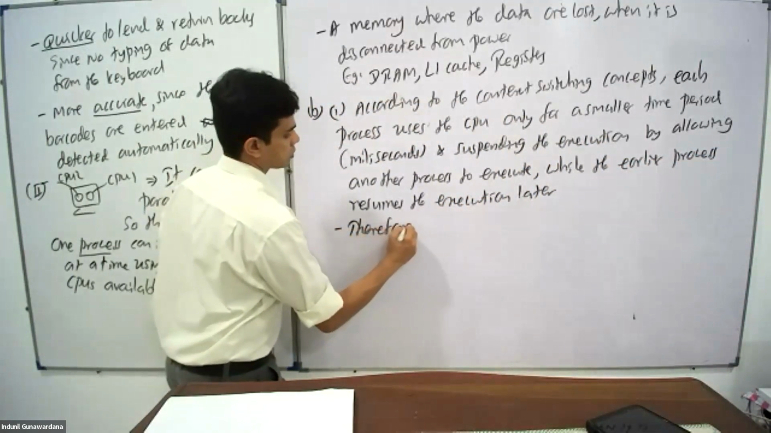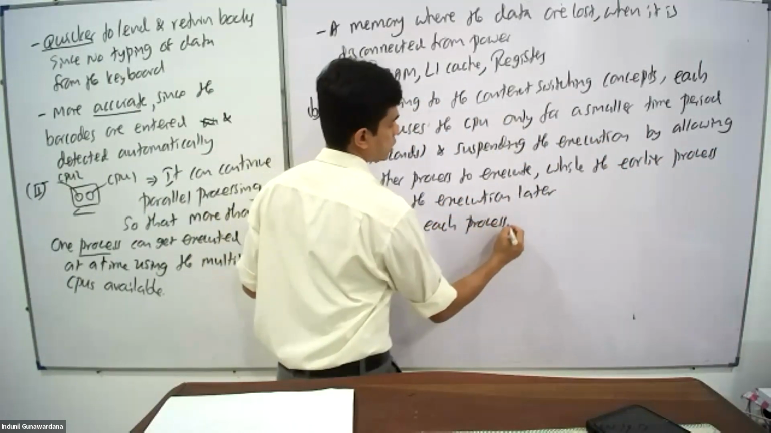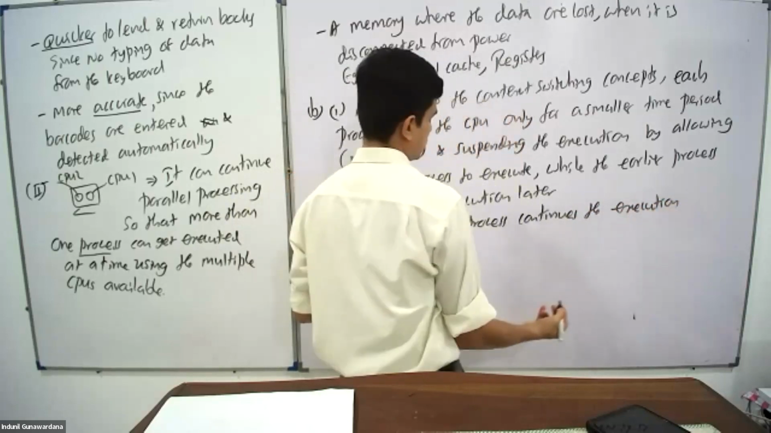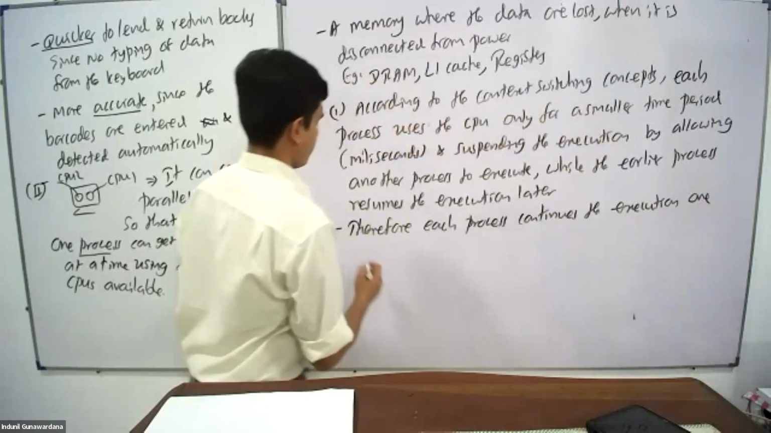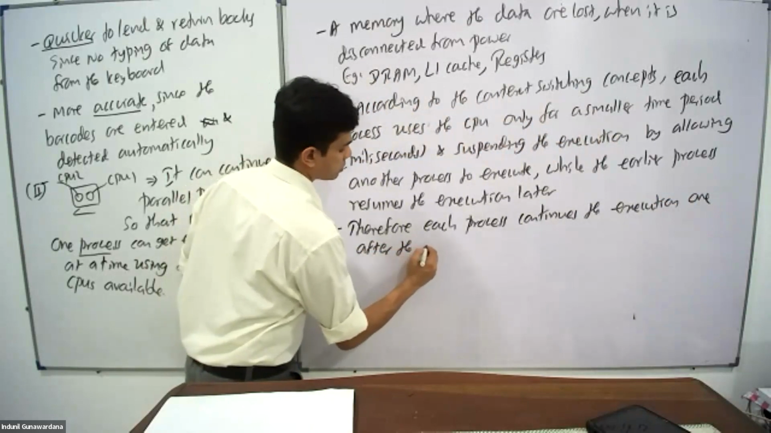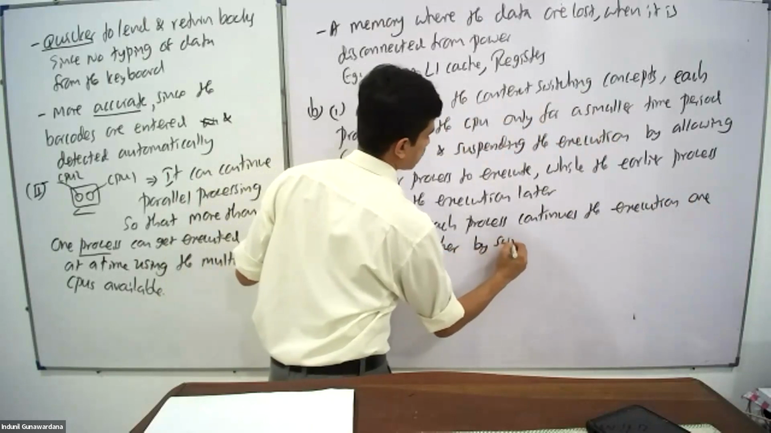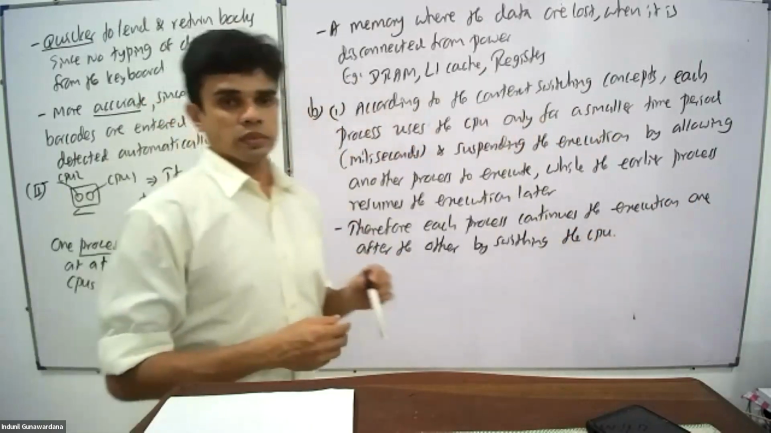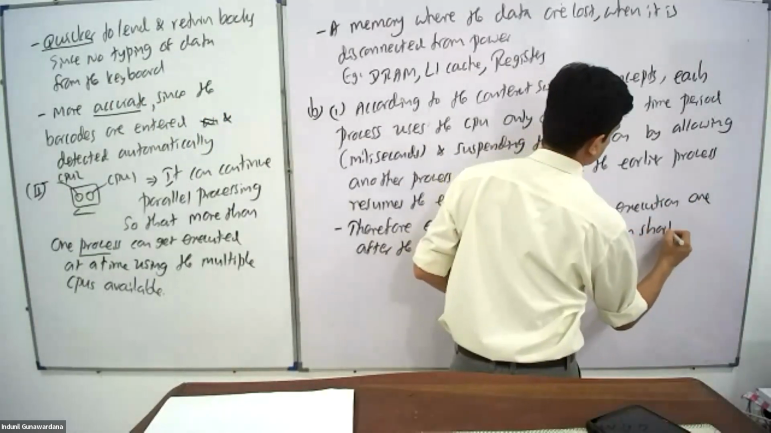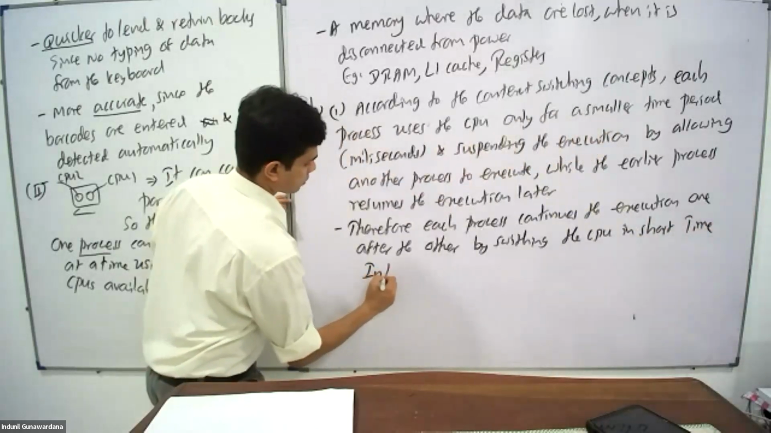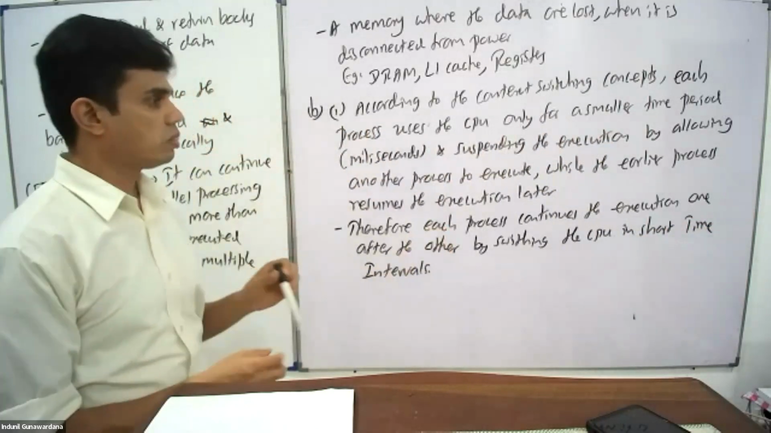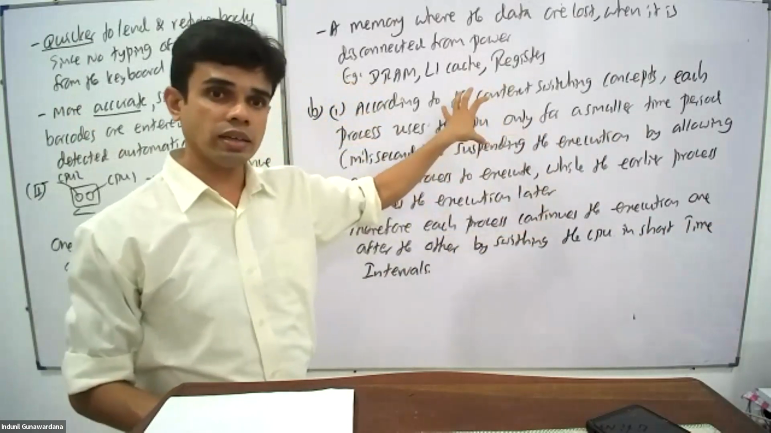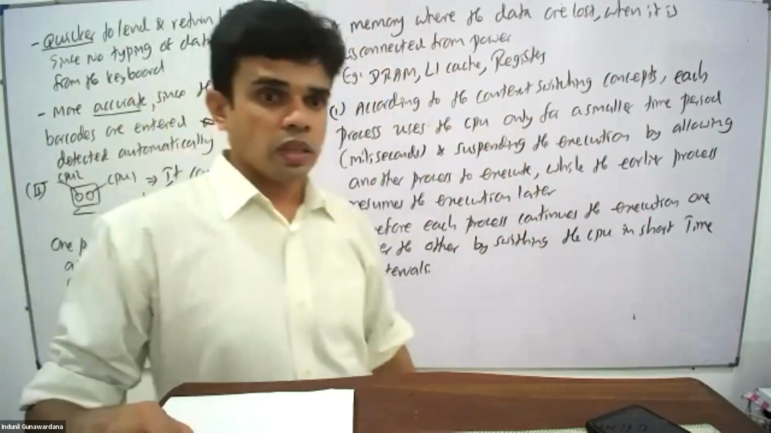Therefore, each process continues execution one after the other by switching the CPU in short time intervals. This is my answer. Somehow you may narrate that. So all the processes are switching in very short time intervals to use the CPU. So suspending is done, resume the execution, likewise. Right. Then what else is there?